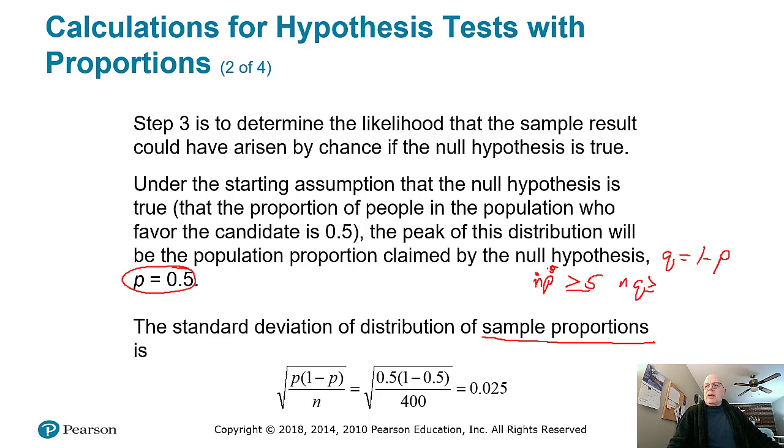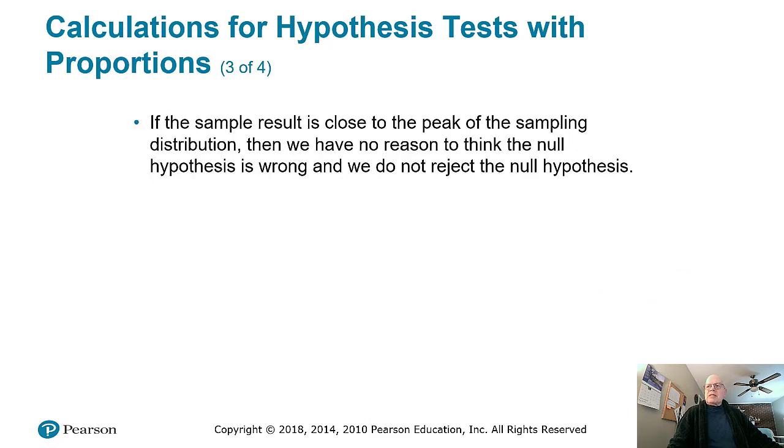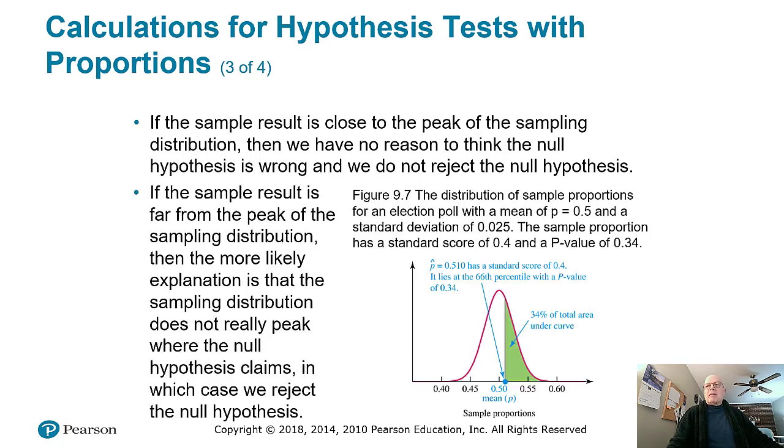Given those, here's our standard deviation for this distribution of proportions. If it's close to the peak, we won't reject the null hypothesis. It's basically 50-50. However, if it's far enough away, we'll reject the null hypothesis. Here's a picture of what we're talking about. You can pause and read if you like.